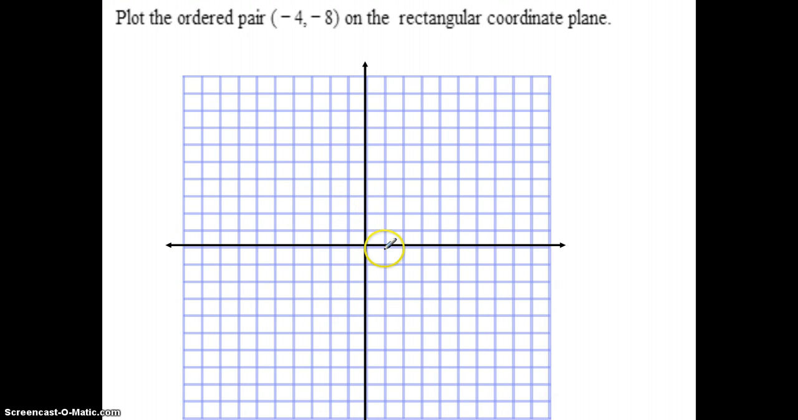So negative 4, negative 8. So 1, 2, 3, 4, and then down 8: 1, 2, 3, 4, 5, 6, 7, 8.